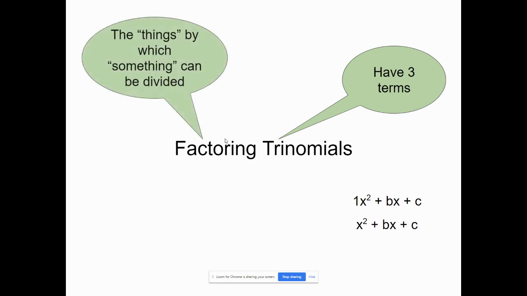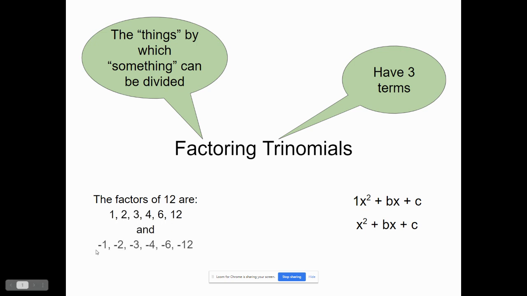Our other word is factoring. Factors are things that other things can be divided by. An example: the factors of 12 are all of these numbers, and all of them when they're negative. So factors can be positive or they can be negative. You'll see both throughout the video today.